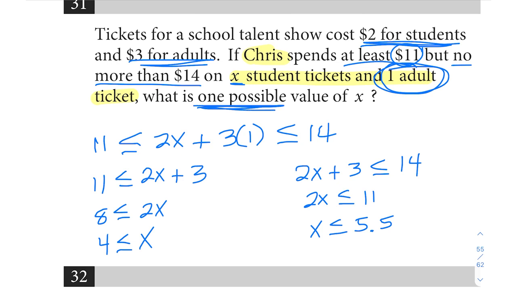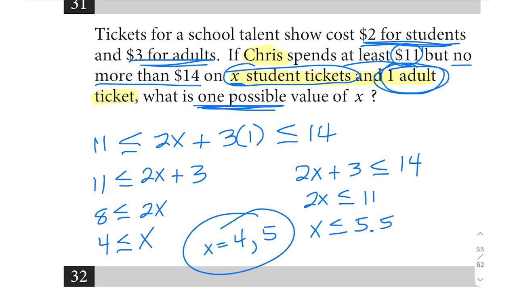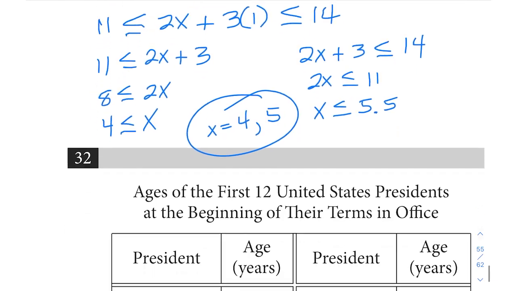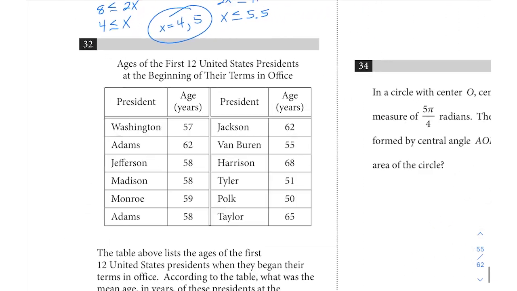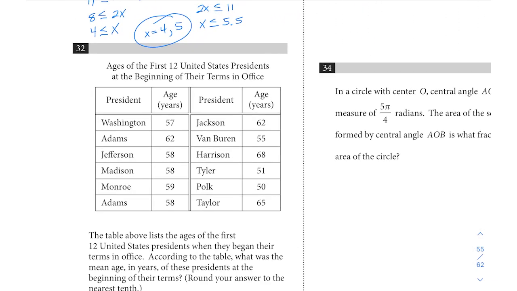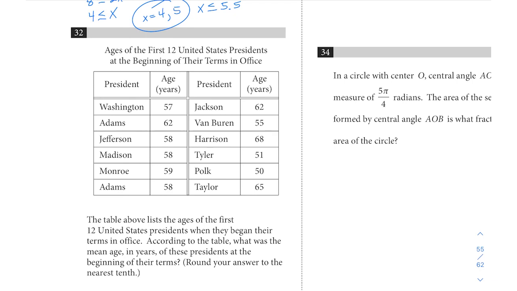Which means that for this, any appropriate value works, and they do say one possible value, which lets us know that there could be more than one solution. We can't use decimals here because x represents a number of tickets, and you can't sell a fraction of a ticket. So here you could plug in 4 or 5 as a possible answer and get credit on this grid-in for number 31. Now let's take a look at number 32.